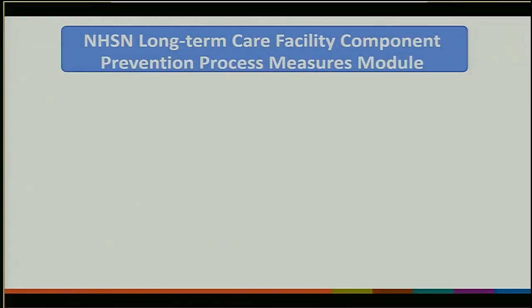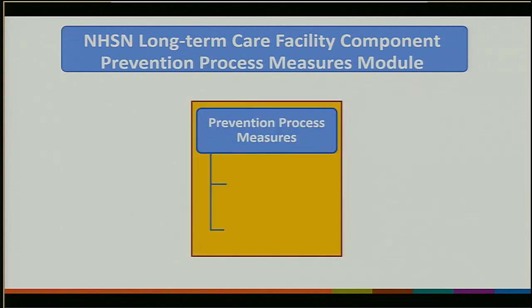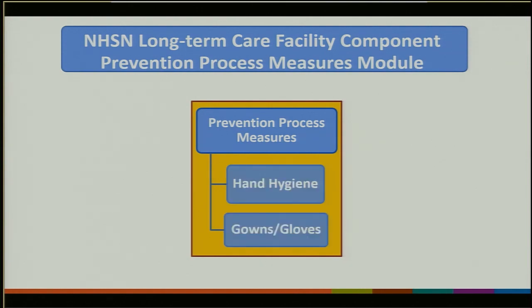So I will begin going into the introduction of the long-term care Prevention Process Measures module. This module allows facilities to monitor adherence to hand hygiene after contact with the resident or surfaces in the immediate vicinity of the resident, and gown and glove usage in the context of transmission-based precautions.